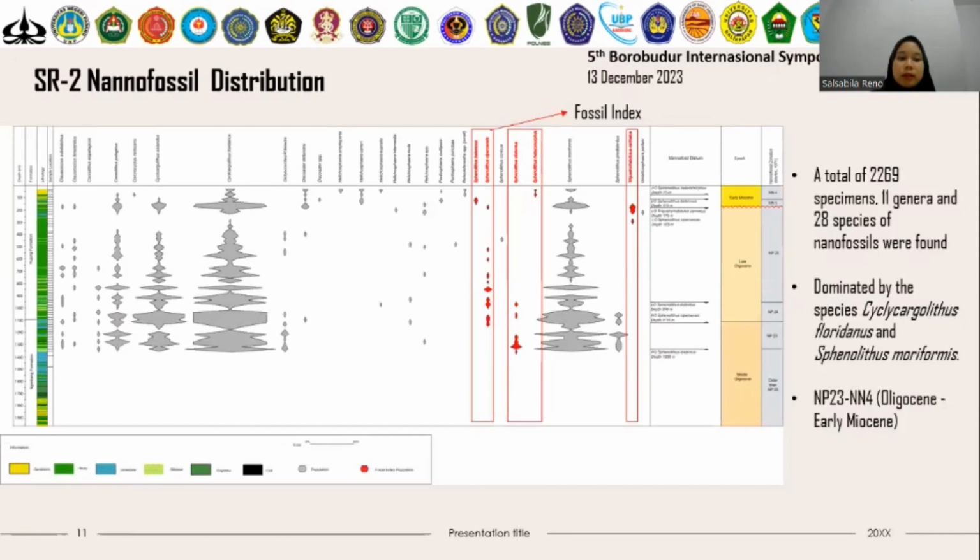For the SR2 nanofossil distribution, a total of 2,269 specimens were found, with 11 genera and 28 species of nanofossils. It is dominated by the species Cyclicargolitus floridanus and Sphenolitus moriformis. It has an age range from older than NP23 to NN4, which is from Oligocene to early Miocene. The index fossils found in this well are Sphenolitis distentus, Sphenolitis chyprensis, Triquetrorhabdulus carinatus, and Sphenolitis belemnos.